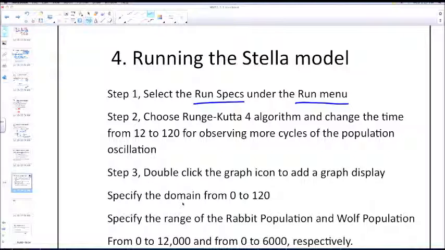That's our algorithms, Runge-Kutta 2, Runge-Kutta 4. I think that's the best. That's Runge-Kutta 4. The default time is 12 units, but I would like to change it to 120 to observe more cycles of the population oscillation. You can count 12 as 12 months, that's 1 year, and 120 is 10 years, if the unit is 1 month.